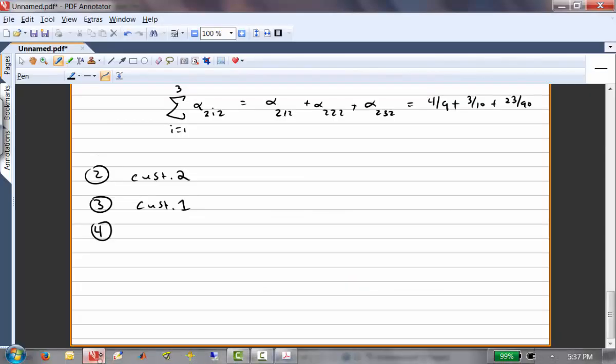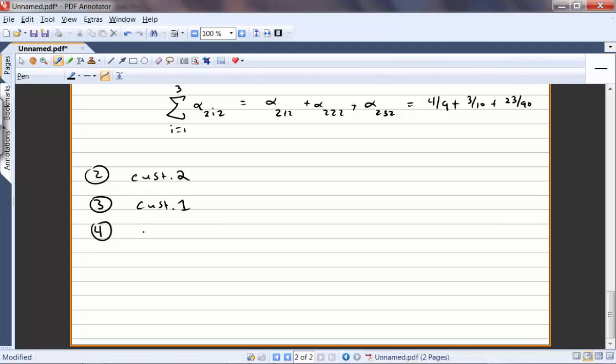So if we use an equal weighting scheme, it would be like this.